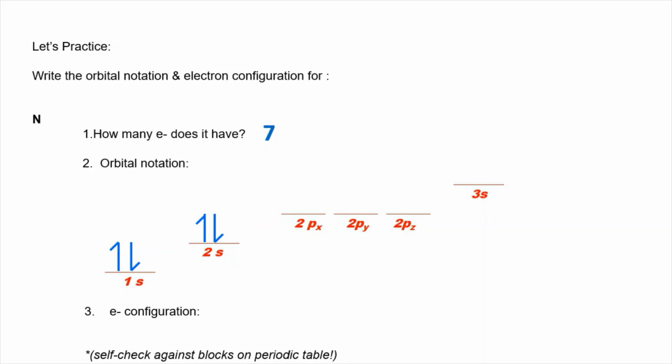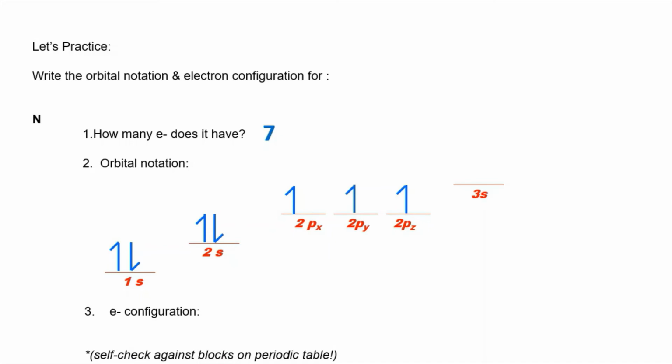All 3 of those p lines are at the same energy, so the electrons are going to want to each go into a different orbital rather than pair up at the same energy. It's very important that we have those p electrons separated. They're not sharing orbitals there.